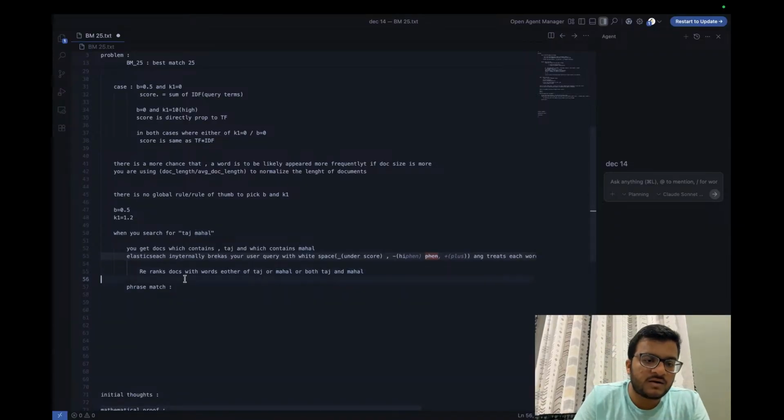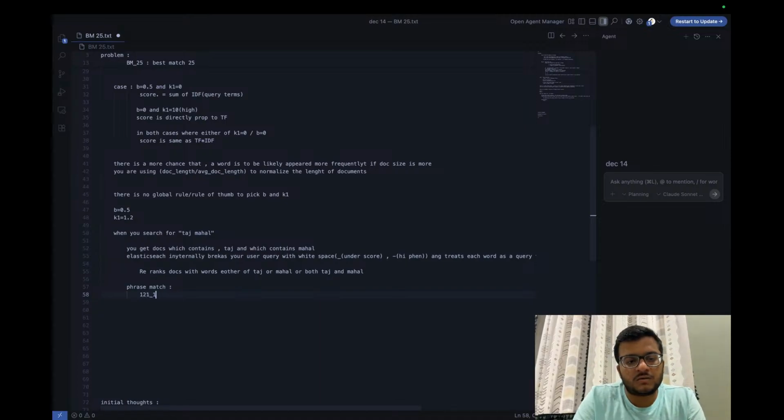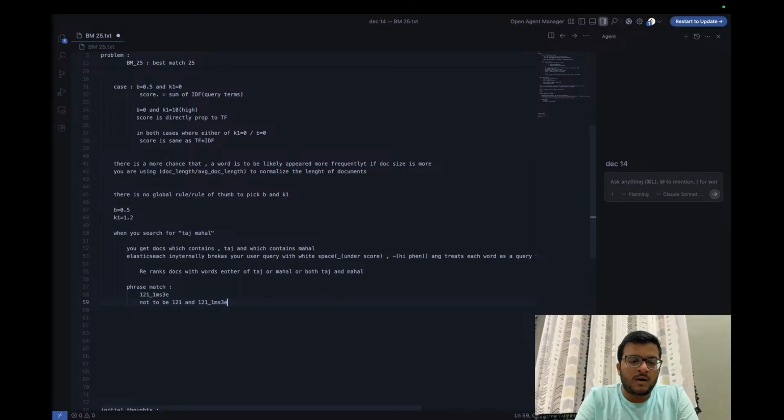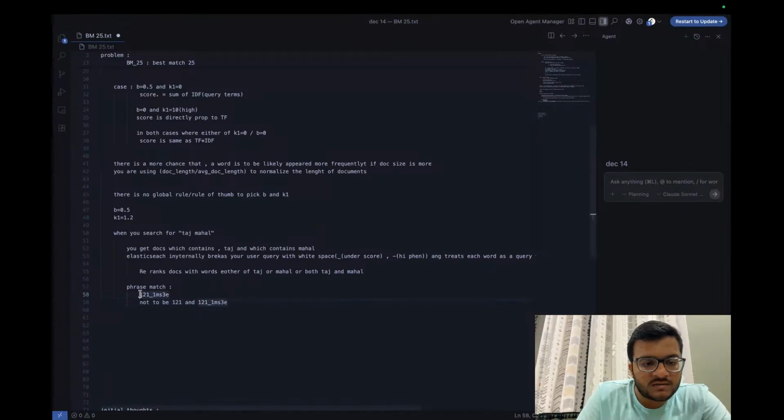But if you have something like an ID, say 121_1ms3e, and you want to search this, you don't want it to be split into 121 and 1ms3e. You want it as an entire word, right? So instead of doing a normal search, you can do a match phrase, where you will search for the document which contains this entire thing, 121_1ms3e.